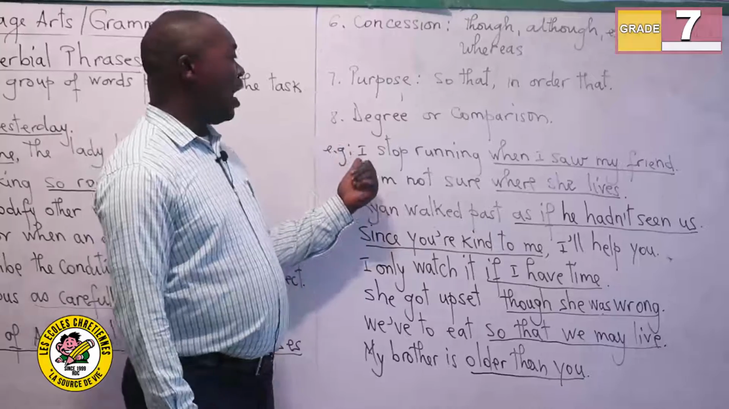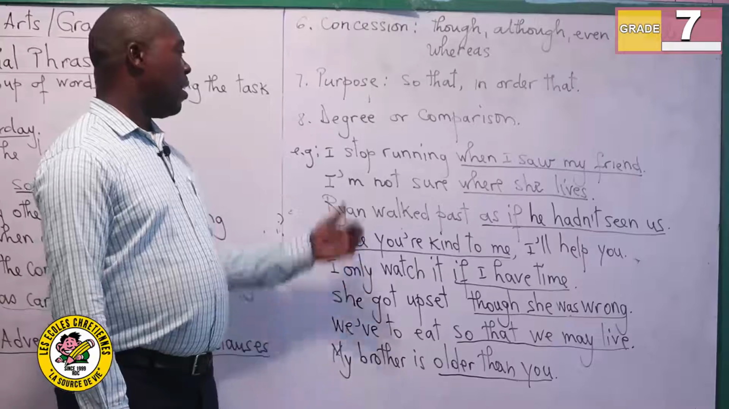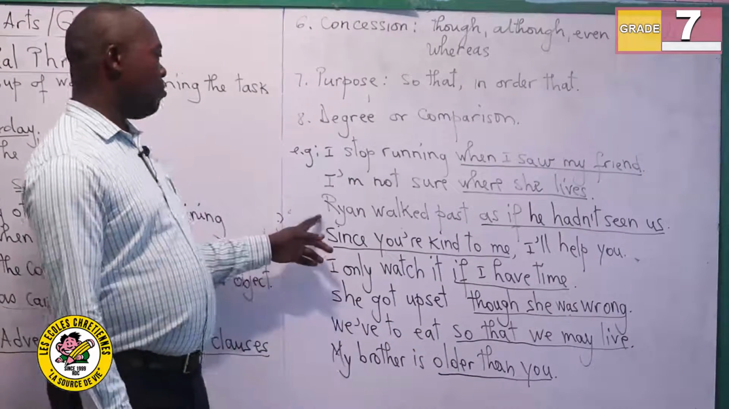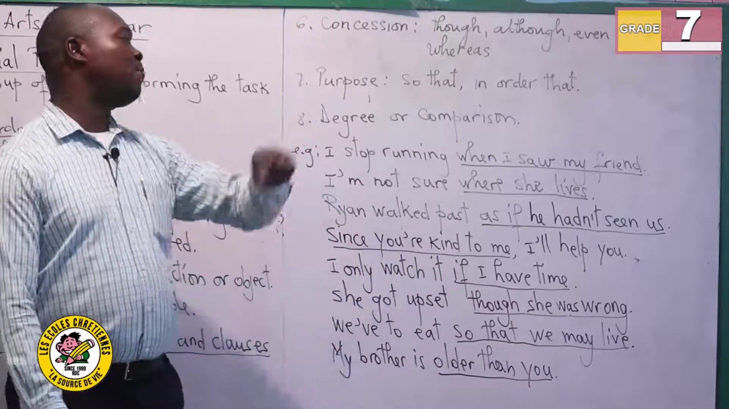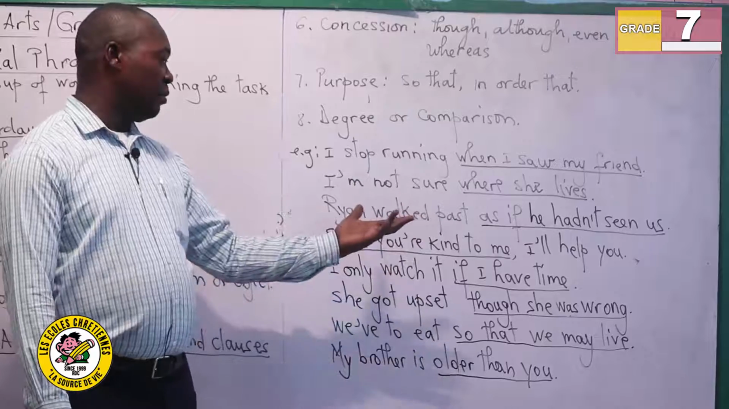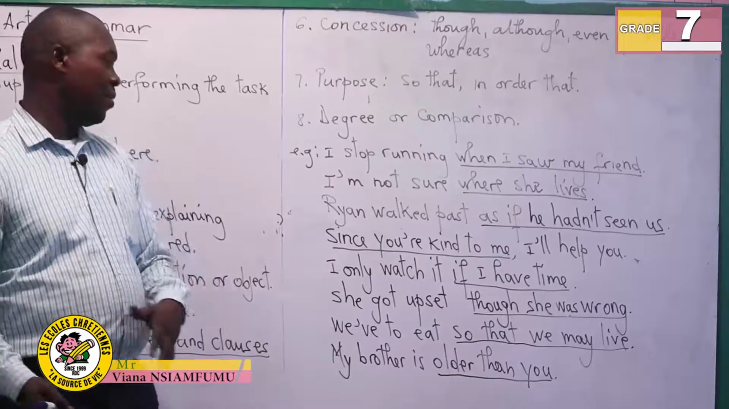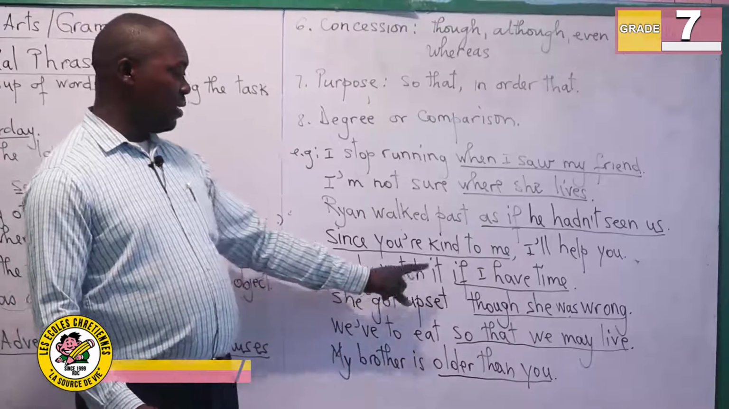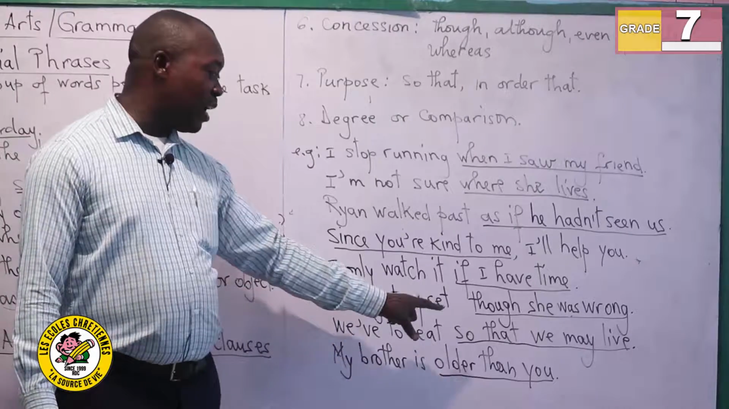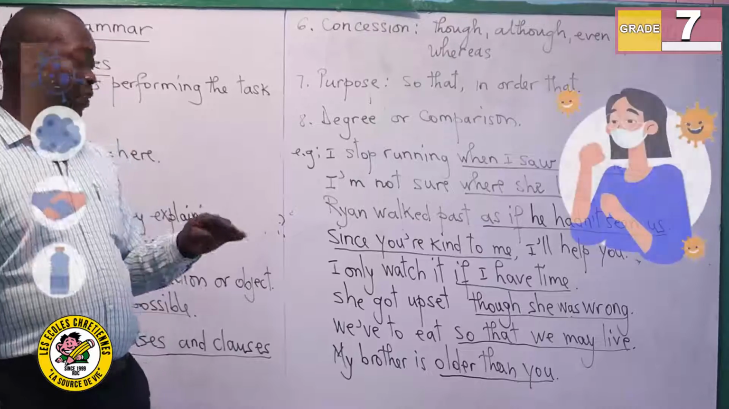I stopped running when I saw my friend. I'm not sure where she lives. Ryan walked past as if he hadn't seen us. Since you're kind to me, I'll help you. I only watch it if I have time. She got upset though she was wrong. We have to eat so that we may live. My brother is older than you.